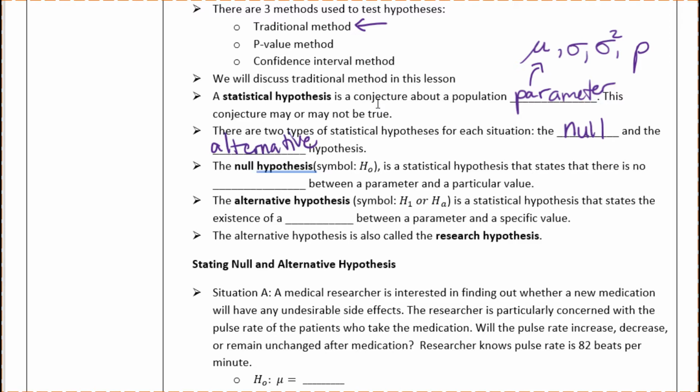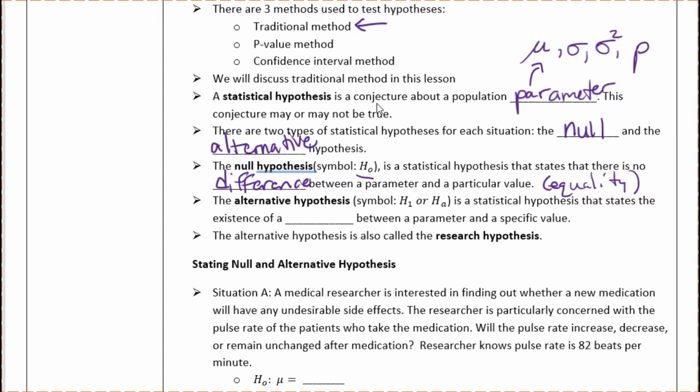So let's discuss the null hypothesis. The symbol for that is H sub 0, and it's a type of hypothesis that states that there is absolutely no difference between the parameter that you're trying to study and a particular value. So there's no difference at all between your observed value and the parameter value. So basically it's a statement of equality. If there's no difference, that means that they're equal. So this is a statement of equality.